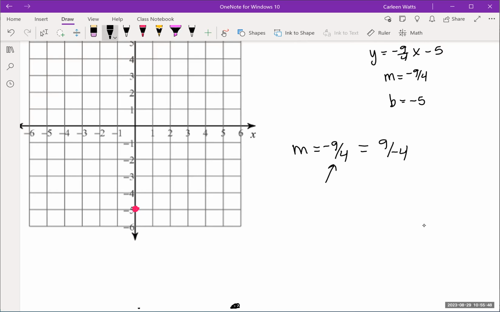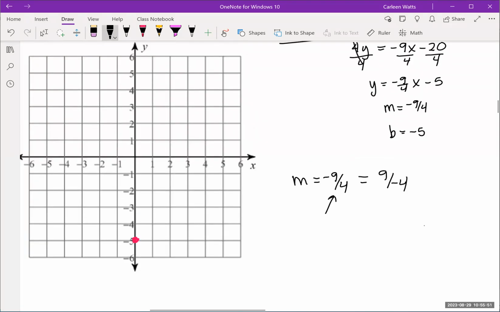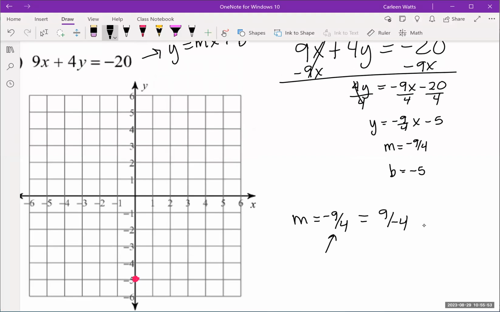Okay, let's do the other one. Up 9, back 4. Yeah, do that one. Up 9, backwards 4 is going to the left. It's a good thing I had 2 options for the slope.